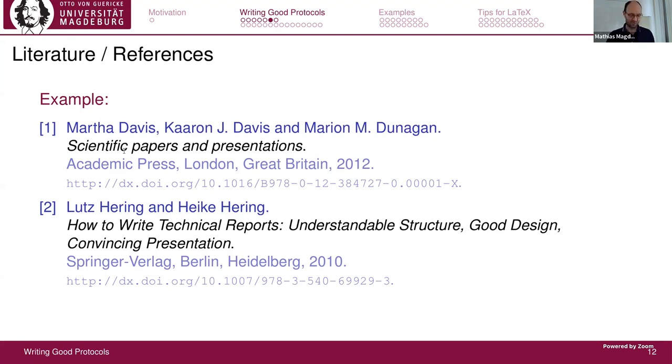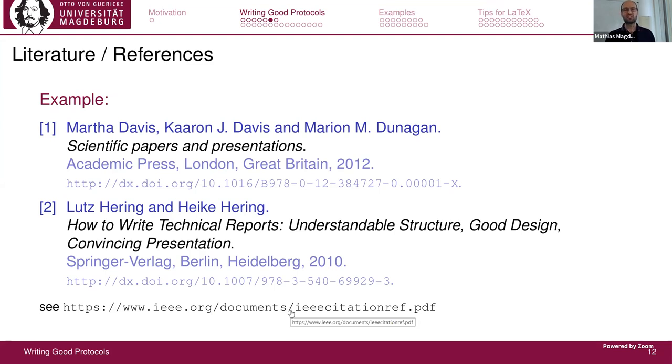And by the way, these are also other books and resources that you could use. So there's a nice book from Martha Davis and some co-authors, Scientific Papers and Presentations. And this second book here from this couple, Lutz and Heike Hering, is quite interesting because there's also a German version available. I mean, as you can see, these are typically German names, and they wrote the book at first in German, and later on they also translated it into English. It's kind of interesting because you could have the same book in German and in English, bilingual versions. And this is also some German publisher here. And then, I think here, this is also exactly this format.